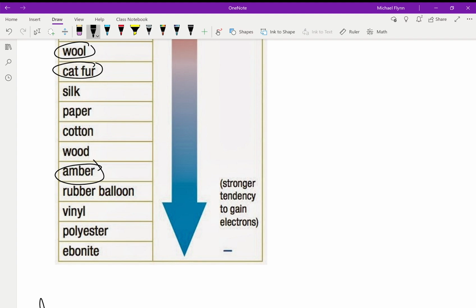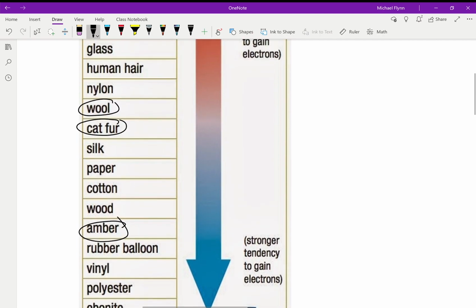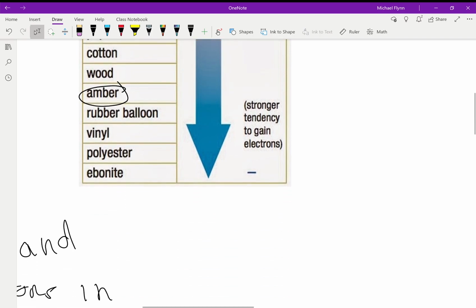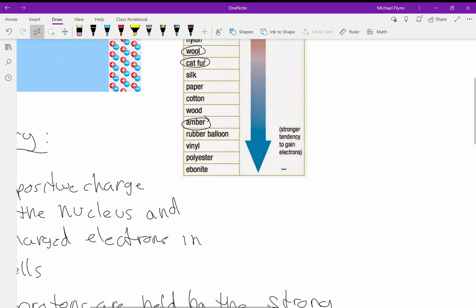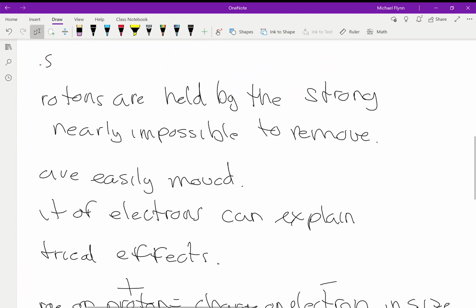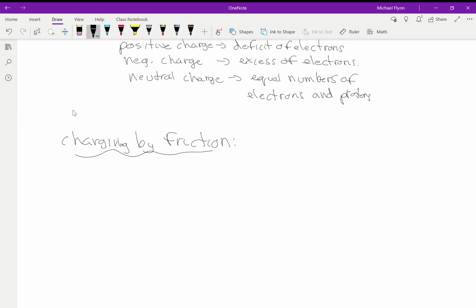So certain things have stronger holds on electrons for whatever reason, even though most of these things are non-metals, I think, okay, wood and so on. But even among non-metals, they're not all equal in terms of their affinity for electrons. So some things have stronger pull on electrons than other things. And when you rub them together, the thing with the stronger pull will gain electrons from the one with the weaker pull. So I can just explain it like this.